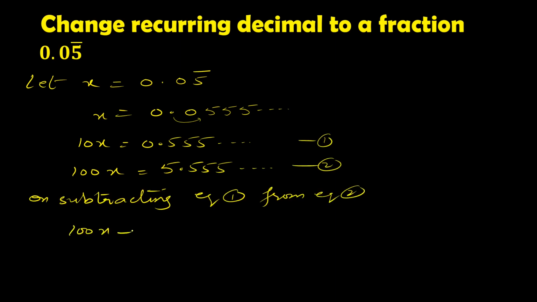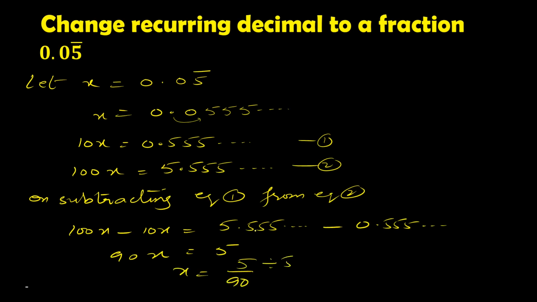So 100x minus 10x, we get here 5.555 and on minus 0.555 and so on. So we get 5 on the right side and 90x on the left. So now x becomes 5 upon 90. If we divide both numerator and denominator by 5, we get 1 upon 18. This is your answer in simplest form.